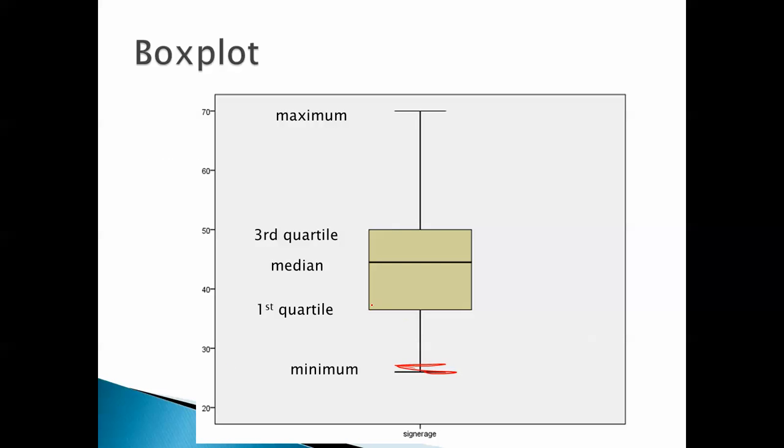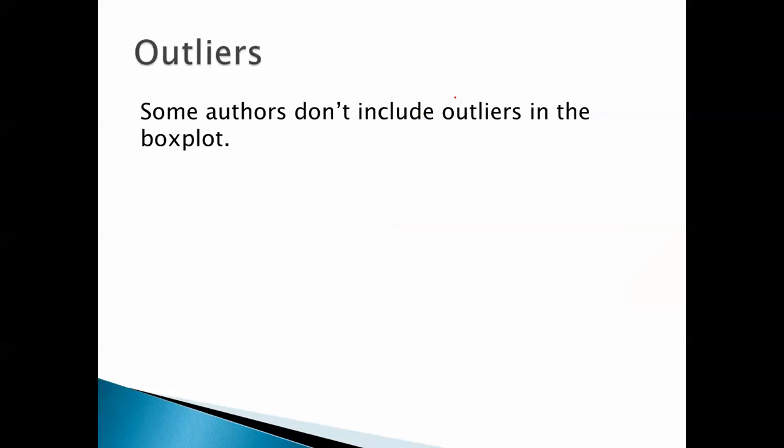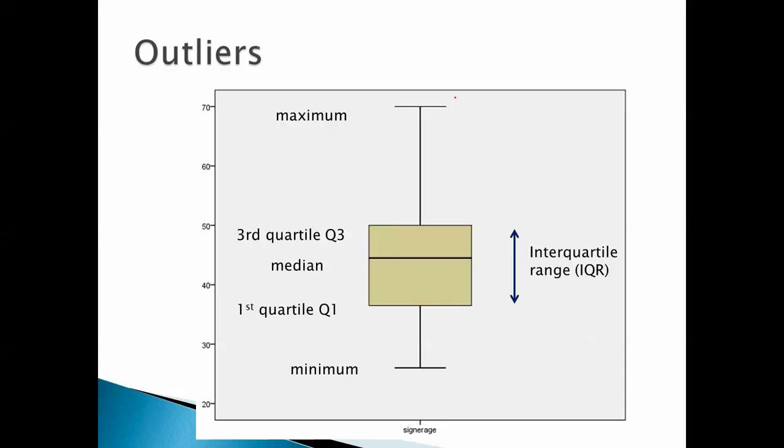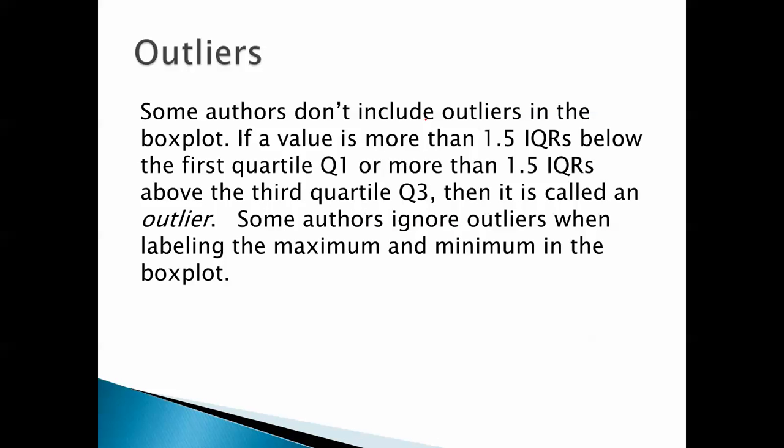Minimum, 26. First quartile, 36.5. Median, 44.5. Third quartile is here at 50. And then the maximum was 70. Some authors don't include outliers in the box plot. So, for example, if there was some extreme value, they might not even include it. The maximum might not necessarily be the maximum of all the data. It might be the maximum of all the data that are not outliers.